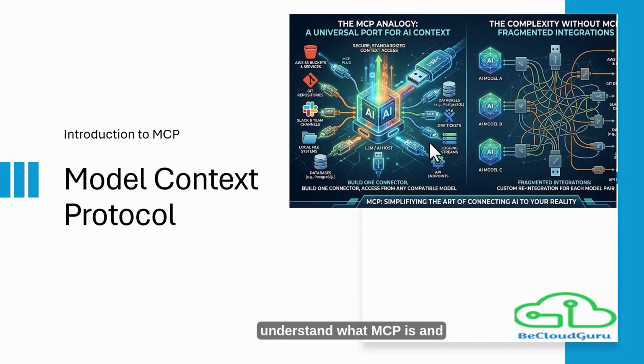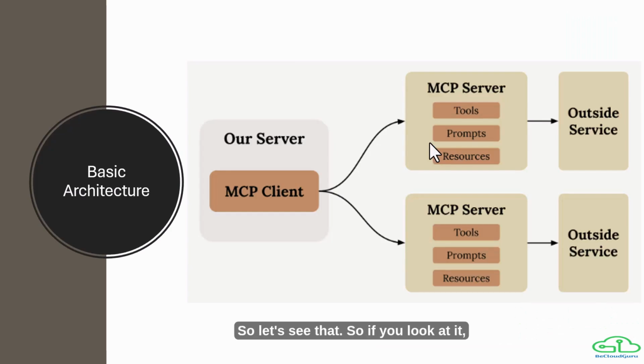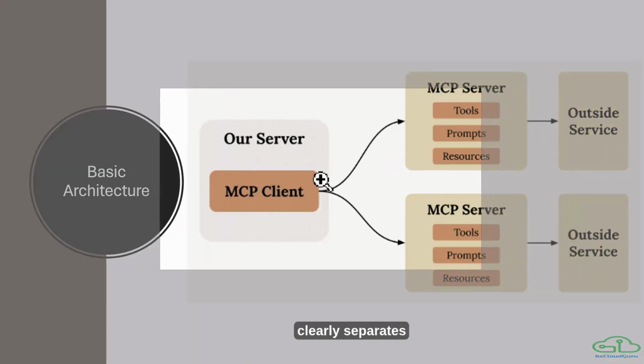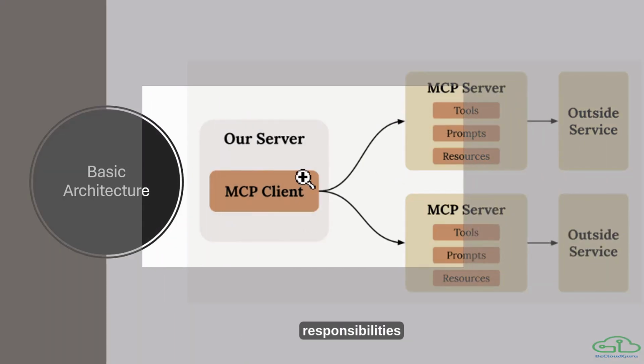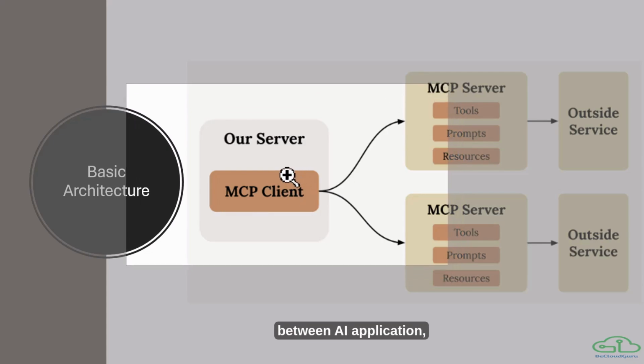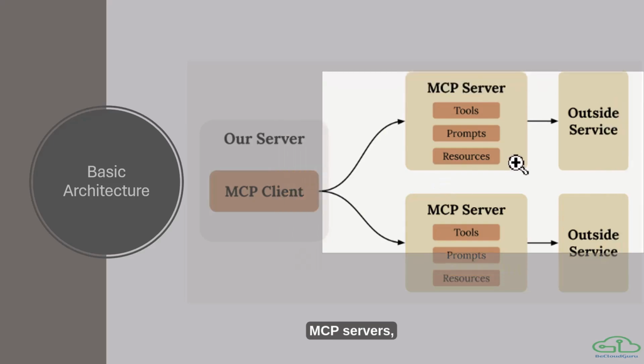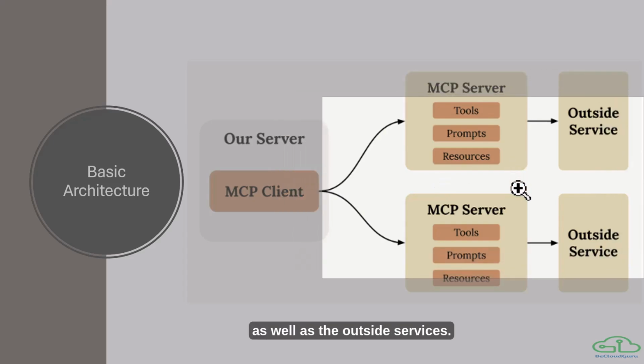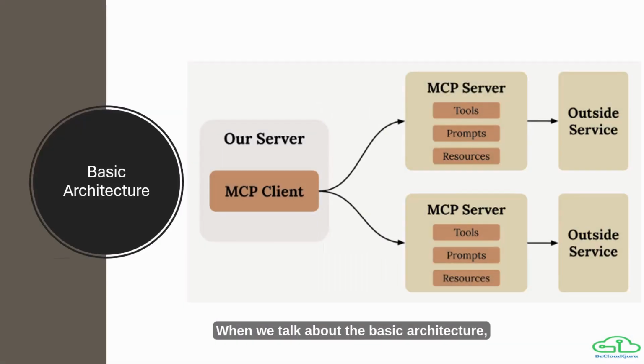Now we understand what MCP is and why it exists. The next natural question would be, how does this actually work under the hood? So let's see that. MCP isn't a single component. It's basically a structured interaction model that clearly separates responsibilities between the AI application, MCP servers, as well as the outside services. When we talk about the basic architecture, there are three things.